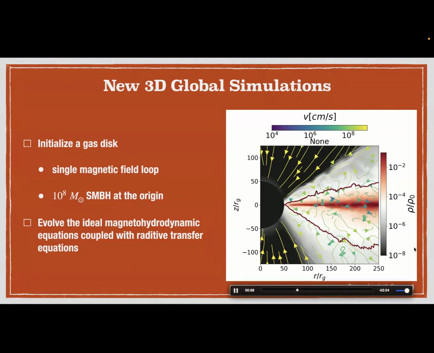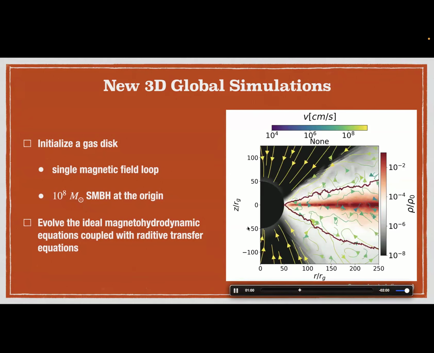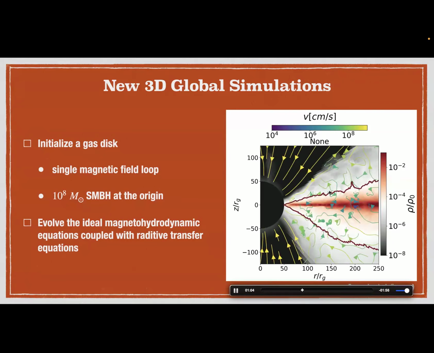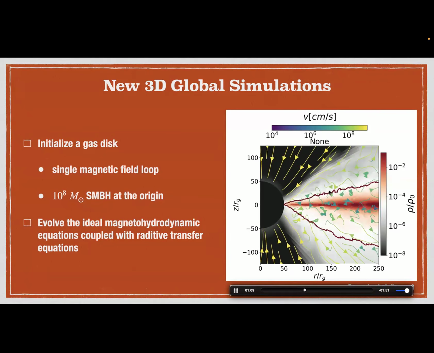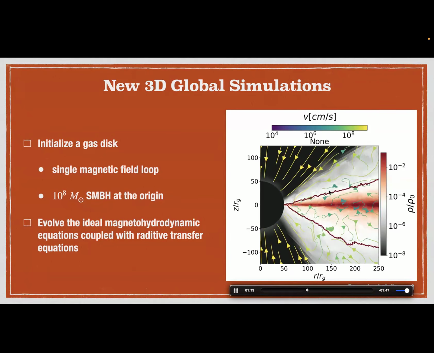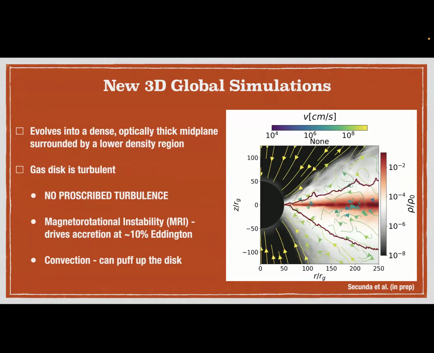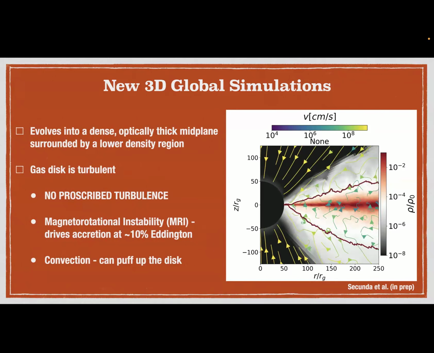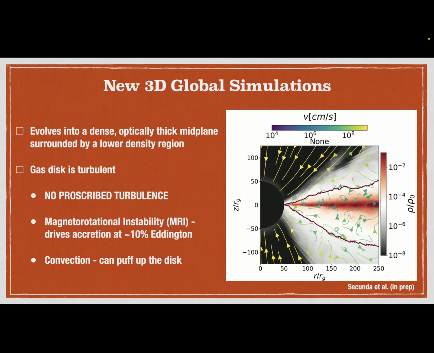Okay. On the record, we initialized these simulations as a gas disk with a single magnetic field loop and a 10^8 solar mass supermassive black hole located at the origin. Then we evolved the ideal magnetohydrodynamic equations coupled with radiative transfer equations until we reach a steady state where we have a dense optically thick midplane surrounded by a lower density region, where the density drops off with height above and below the midplane.